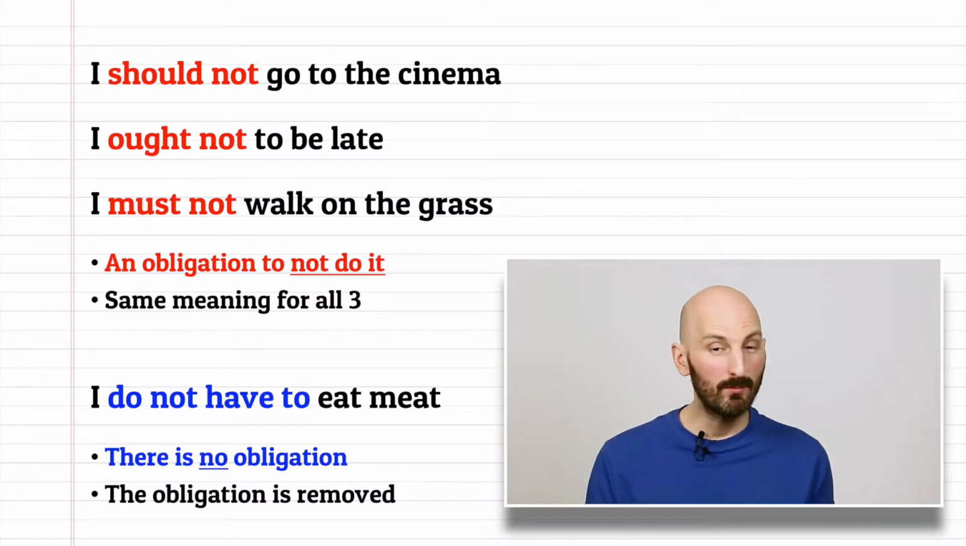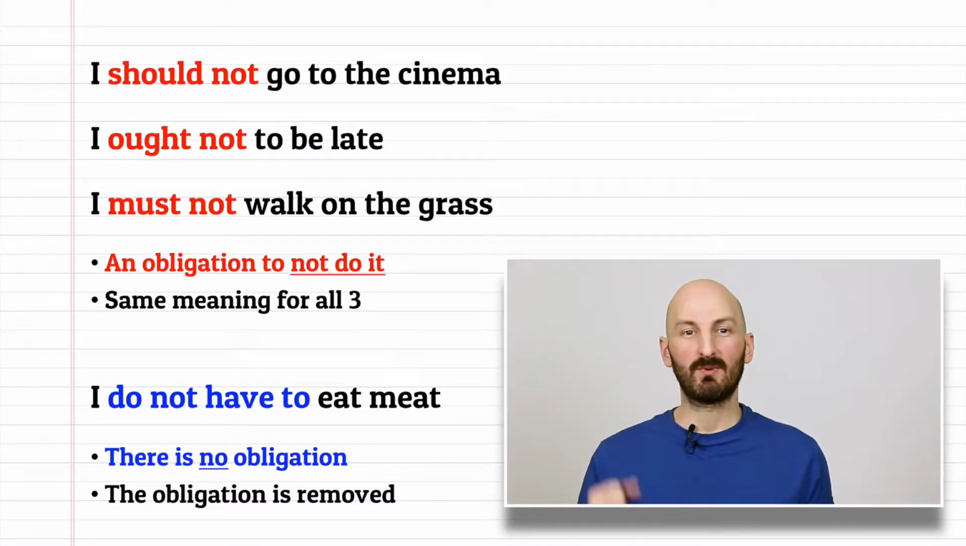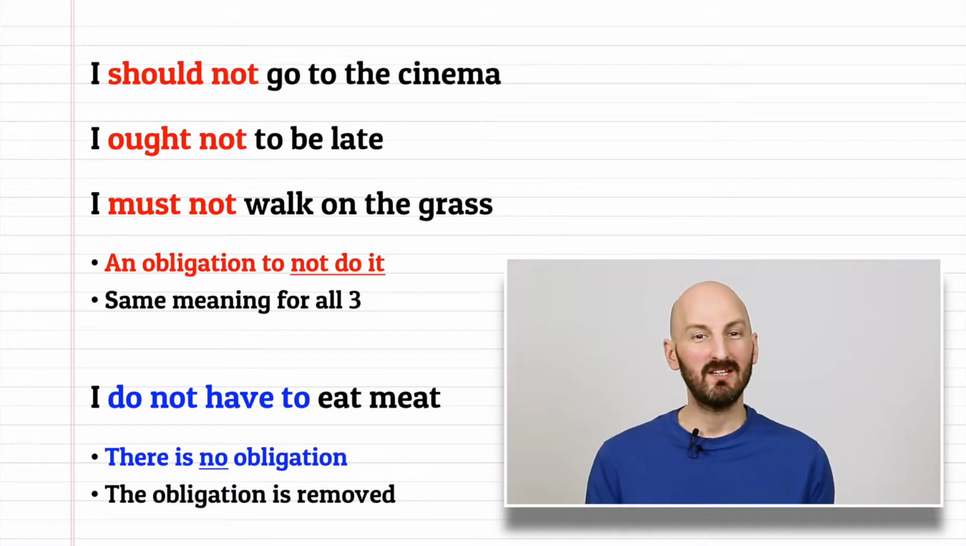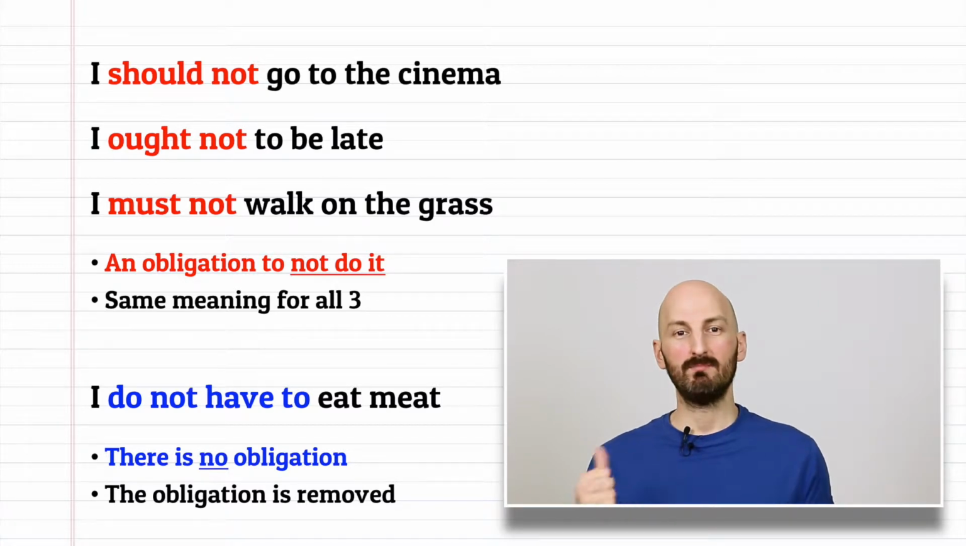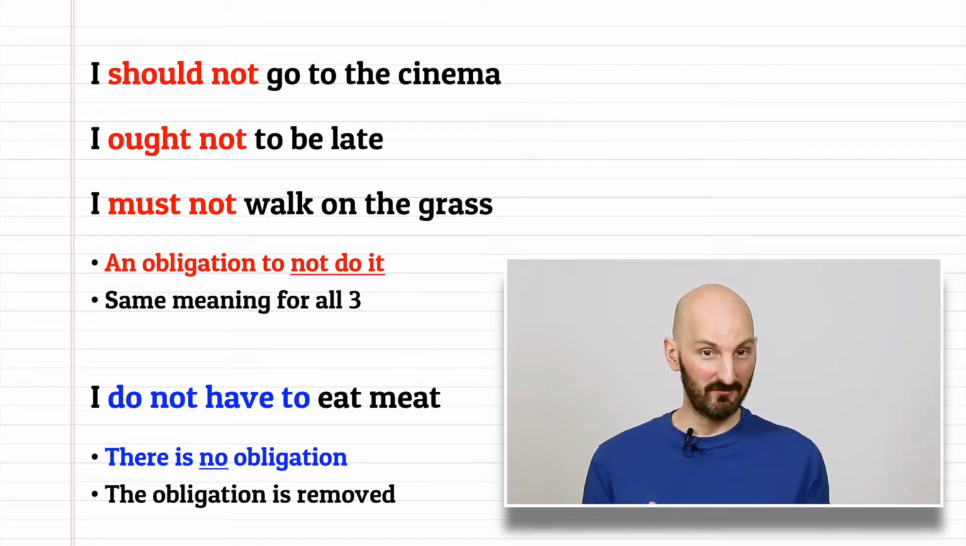This means there is no obligation at all, so you remove the responsibility completely. Let's think. Is there obligation with should and should not? Yes. Is there obligation with ought to and ought not to? Yes. Is there obligation with must and must not? Yes, a strong obligation. Is there obligation with have to? Yes, a strong obligation. And is there obligation with do not have to? No, absolutely none. And that's the difference. Don't have to specifically shows us that there is no obligation to do the action at all.